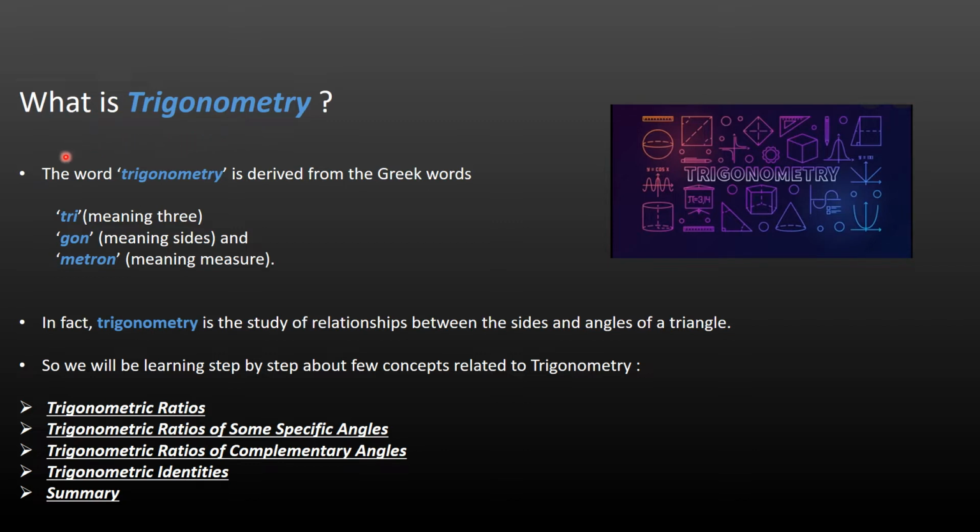So the word trigonometry is basically derived from the Greek words trigon and metron. So tri meaning three, gon meaning sides, and then metron meaning measure. So in fact, if you combine all these three words, that comes together as trigonometry, which means you're learning the measurements of a three-sided figure.